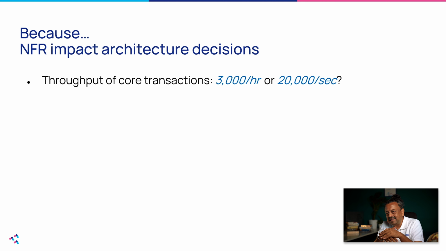3000 per hour is less than 1 per second. 20,000 per second is a phenomenal figure. So this is a non-functional requirement. Transactions will be handled by the software, whether it is 1 per minute or 1 per hour or 1 per second or 20,000 per second. So the rate at which the software needs to handle transactions is a non-functional requirement. The fact that it needs to record transactions is a functional requirement. Do you see the difference?